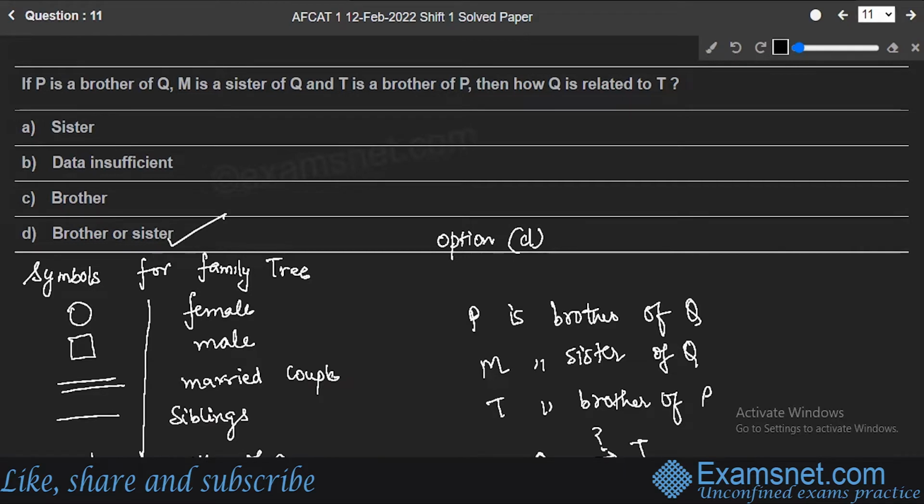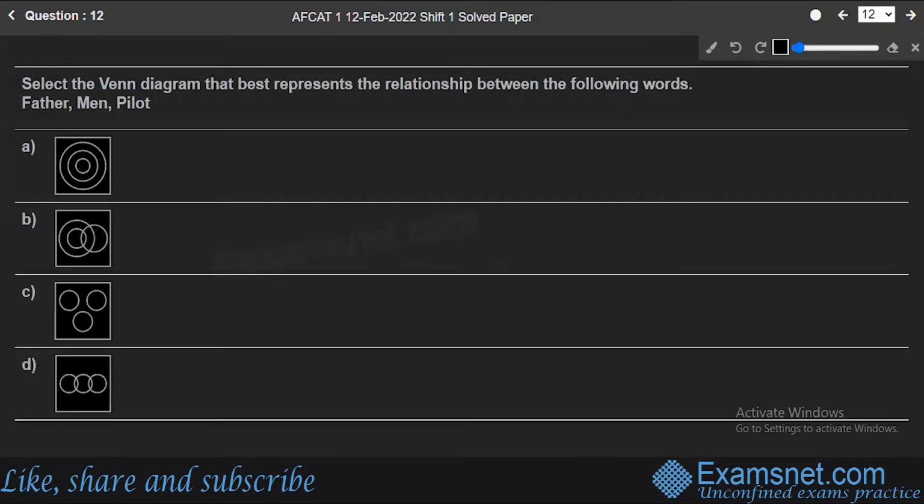Next, question number 12. So you have to select the Venn diagram which best represents the relationship between the following words: father, men, pilot. See, all fathers are men. There are some men who cannot be fathers. So this will be a representation, like a bigger circle which represents men, and some men are fathers. So the internal one represents fathers.